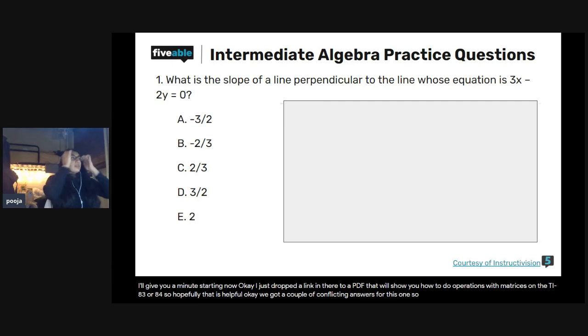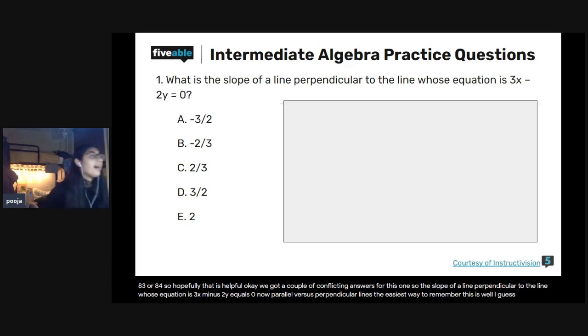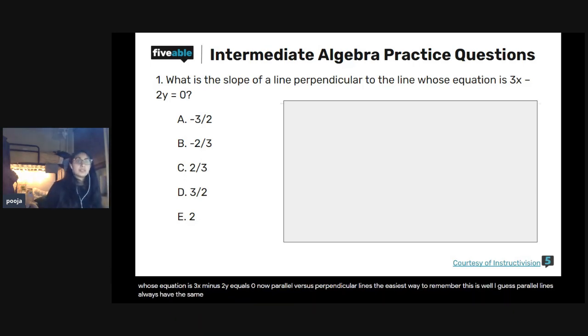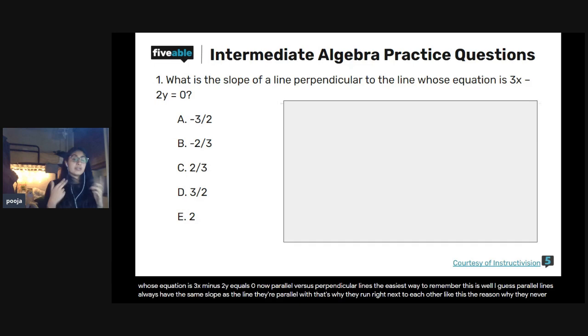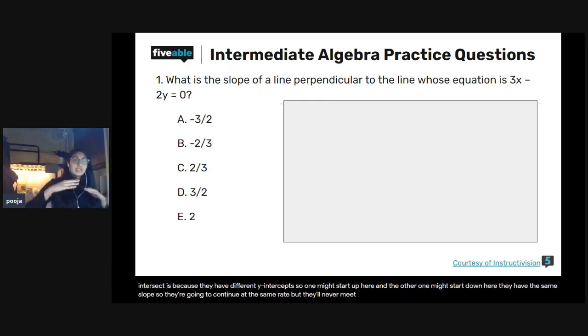Okay, we got a couple of conflicting answers for this one. So the slope of a line perpendicular to the line whose equation is 3x minus 2y equals 0. Now, parallel versus perpendicular lines. Parallel lines always have the same slope as the line they're parallel with. That's why they run right next to each other like this. The reason why they never intersect is because they have different y-intercepts. So one might start up here and the other one might start down here. They have the same slope, so they're going to continue at the same rate, but they'll never meet each other because they started in different places to begin with.